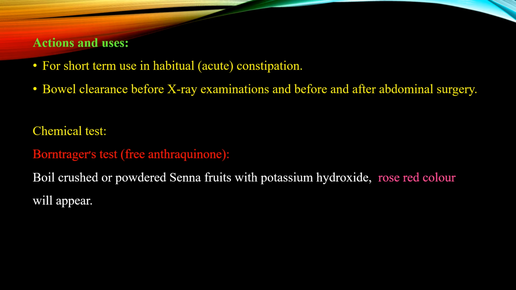Senna pods are used for habitual constipation or acute constipation as they have a purgative effect due to anthraquinone glycosides. Also used for bowel clearance before X-ray examination and before abdominal surgery. The chemical test of senna due to the presence of anthraquinone is the Borntrager test. The crushed powder is boiled with water or extracted with aqueous alcohol, producing a red or rose red color on addition of potassium hydroxide.